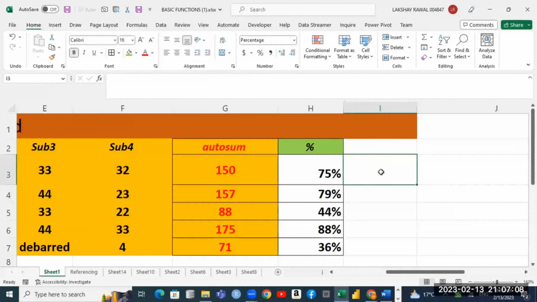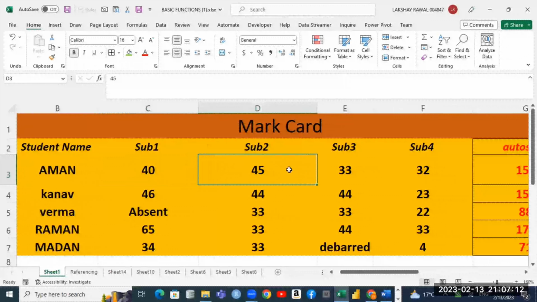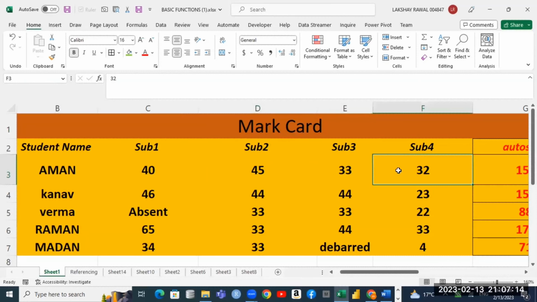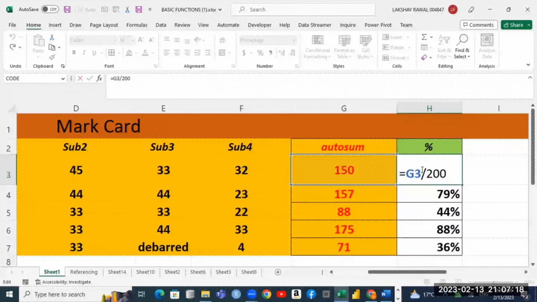Yes, out of 200, no? Yes, ma'am. There are 4 subjects. 50, 50, 50, 50. Okay. So I said he scored G3 marks. G3 means 150, 150 divided by 200. Okay.